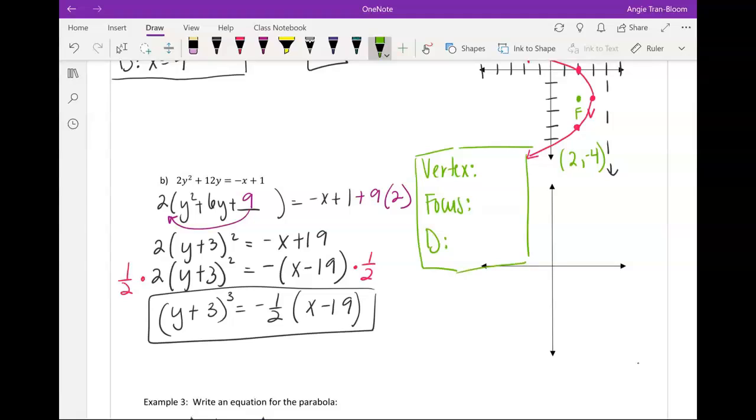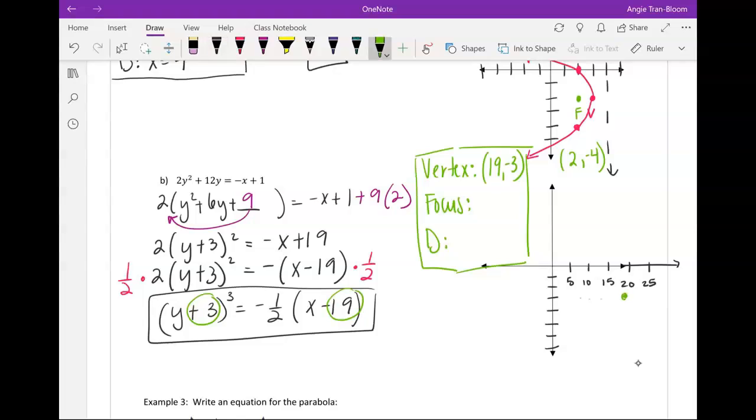Vertex is always h comma k. So here's h and here's k. So that's going to be 19 comma negative 3. Well, I'm definitely not going to do 19 tick marks. So for the x location, I will just do every 5 units: 5, 10, 15, extend this all the way out, 20, and 25. And on the y-axis, I can go 1, 2, 3, 4, 5, 6, 7. Okay. So the vertex is 19 comma negative 3.